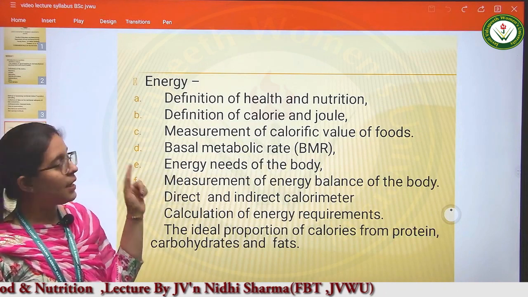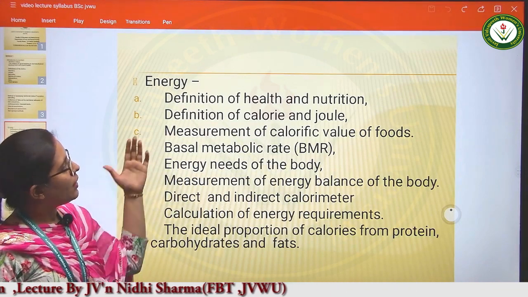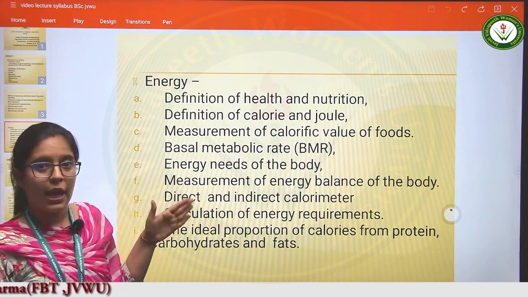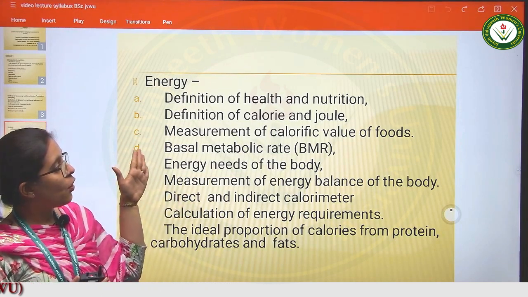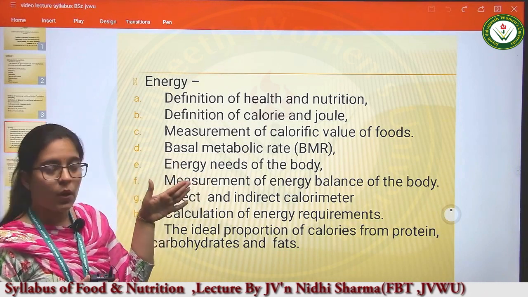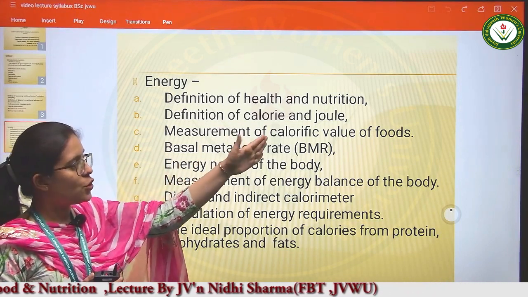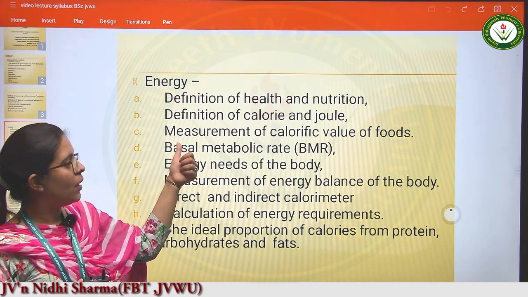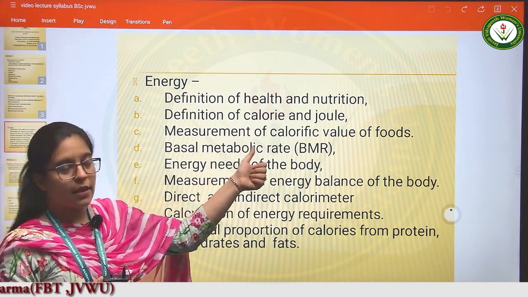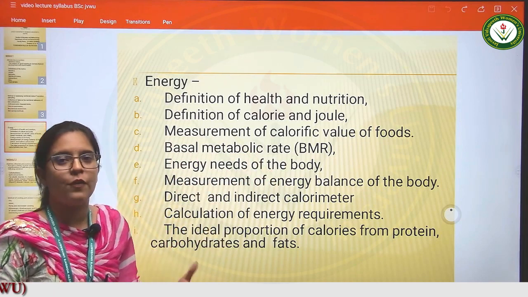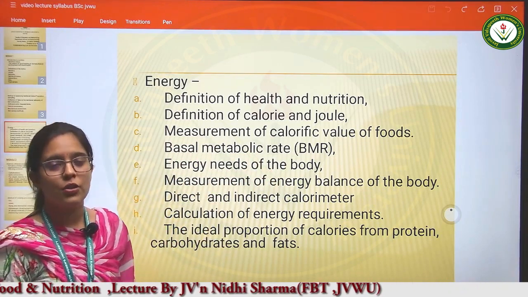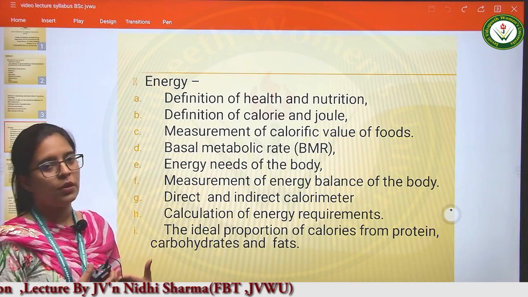Then we read about energy. Now in this topic we study the definition of health and nutrition, the definition of calorie and joule, and also energy. Calorie and joules are the units of energy. We also get to learn about measurement of calorific value of different foods, what kind of energy value those foods provide to the human.